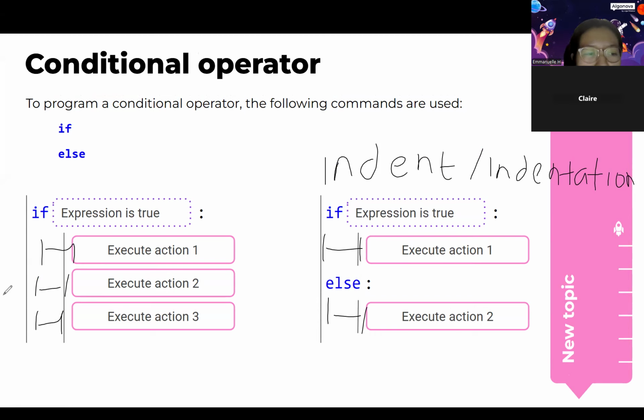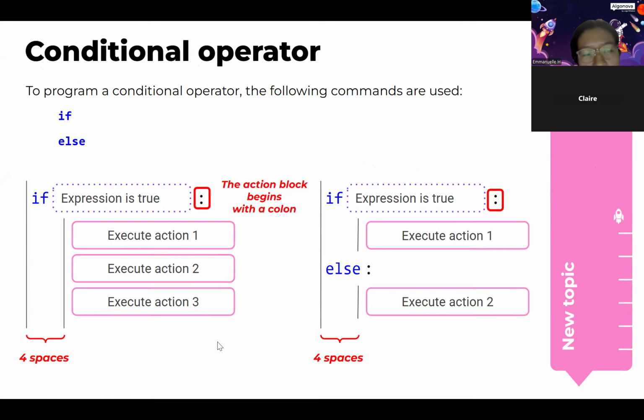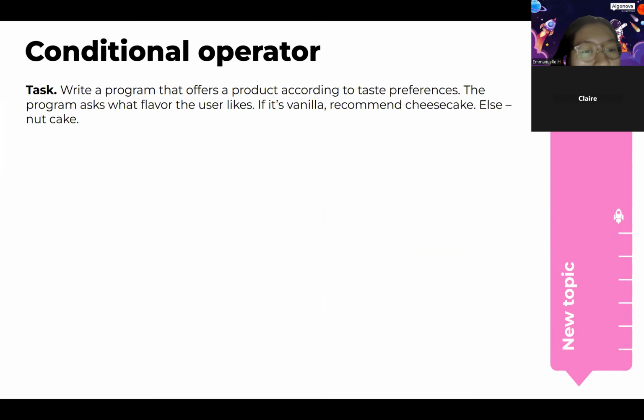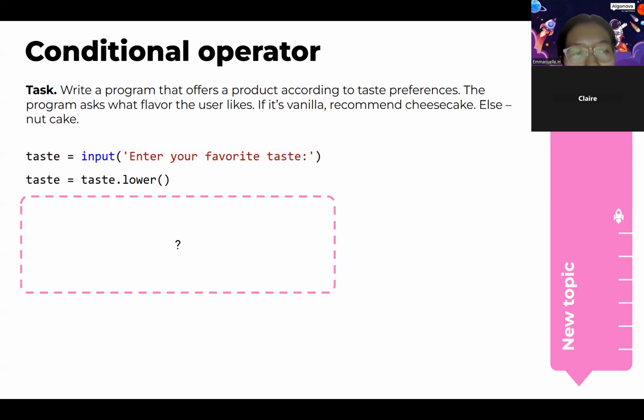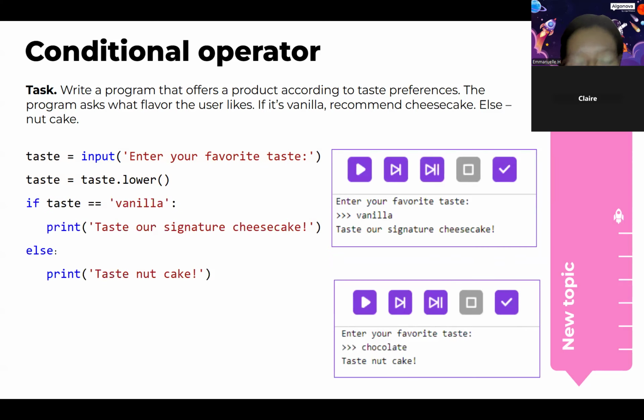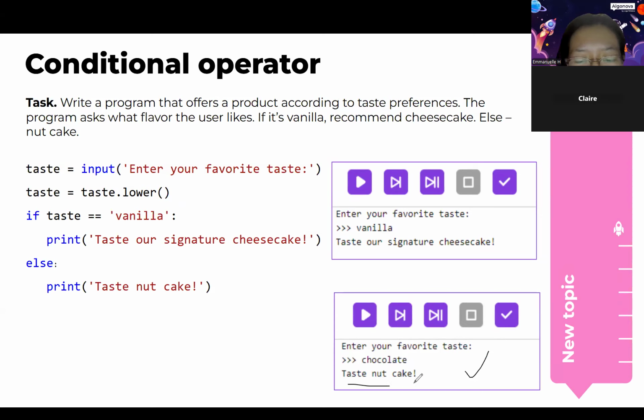For other programming language, sometimes you don't need this. So we use if and then there is a colon and then yeah a space or indentation. Okay, so for example, if input enter your favorite taste, and then we set a lowercase, and after that we compare. If the taste is equals to vanilla, it will print taste our signature cheesecake. Otherwise, it will print taste nut cake. And my question is, why this one, the second one, why it print taste not cake, yeah? Do you know why?